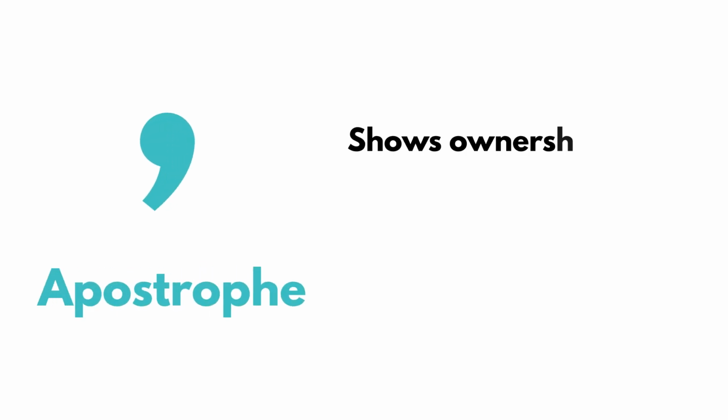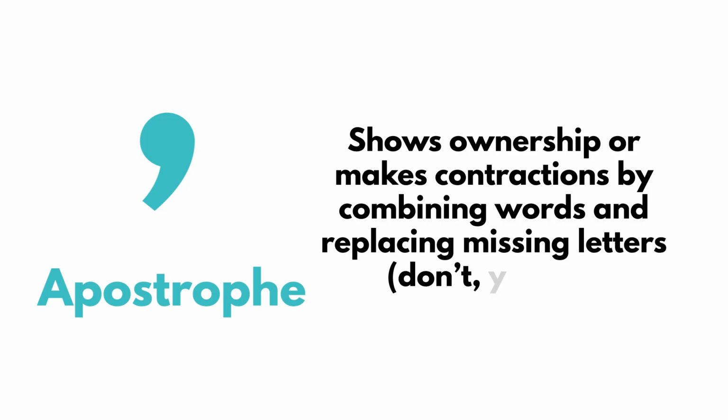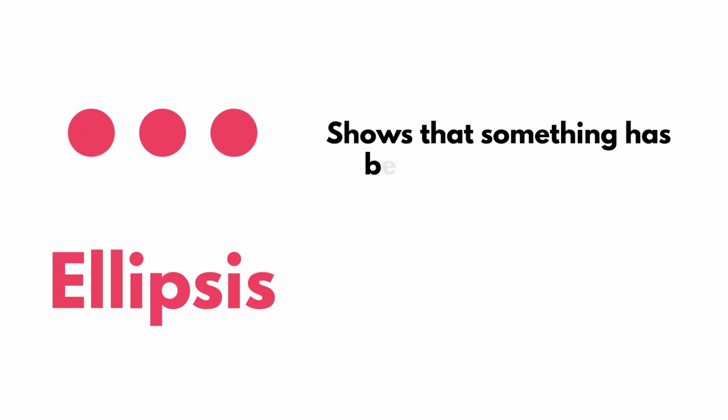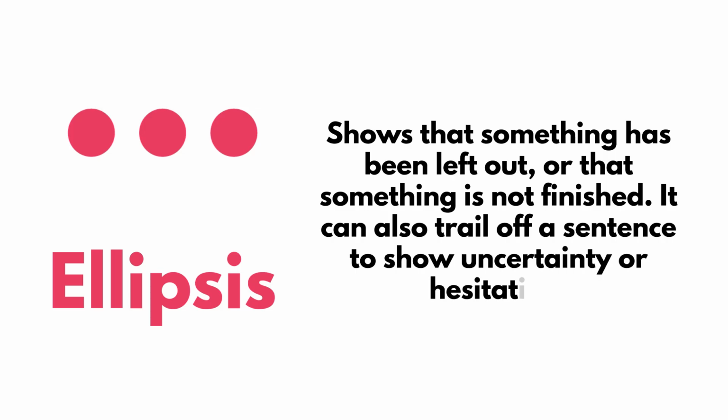Apostrophe. Shows ownership or makes contractions by combining words and replacing missing letters. For example, don't or your. Ellipsis. Shows that something has been left out or that something is not finished. It can also trail off a sentence to show uncertainty or hesitation.